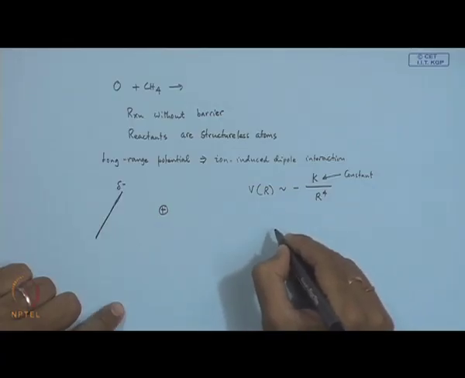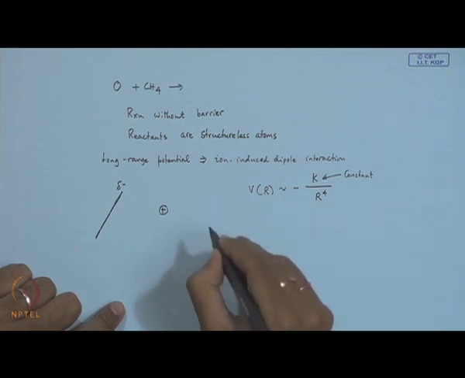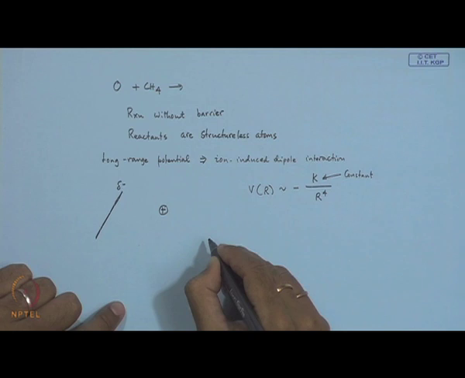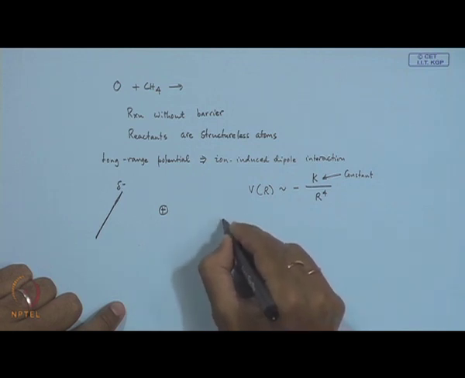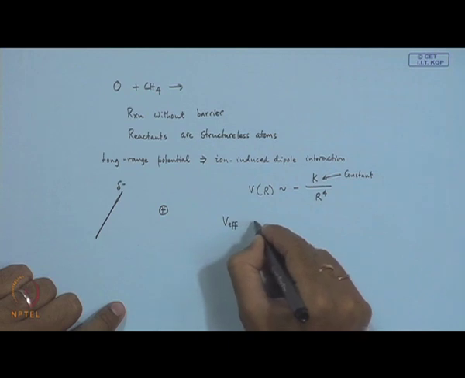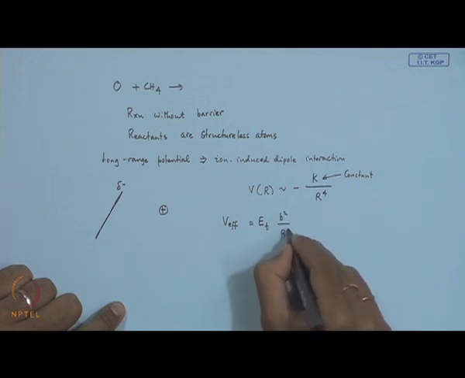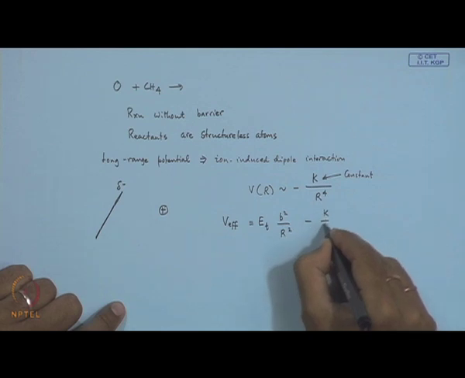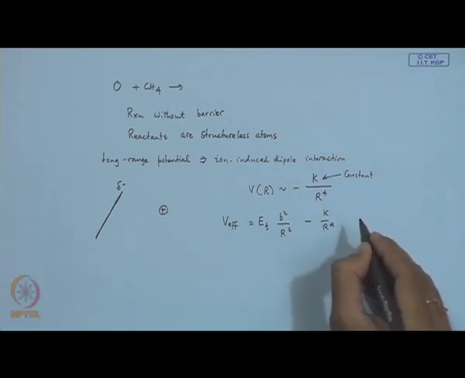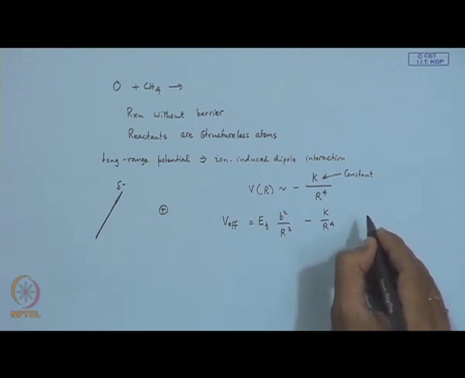Although there is no real potential barrier for the reaction to occur, there will be a centrifugal barrier. Okay. Centrifugal barrier, I mean, your V effective can be written as Et into b square by r square minus k by r to the power 4. So, this is the type of barrier you may be looking at.